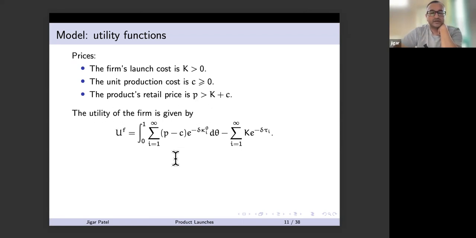Utility of the firm is given by the following. This is not profound, this is easy. Let's see my utility. I am the theta customer. If I buy a single phone, I buy at price P.